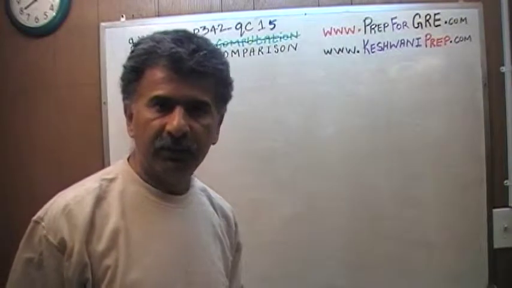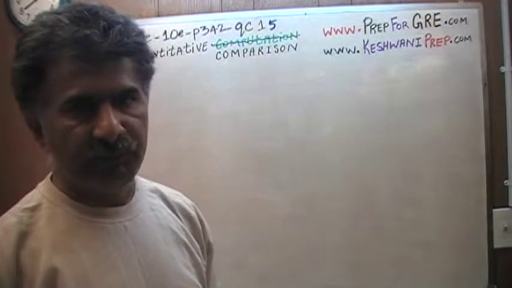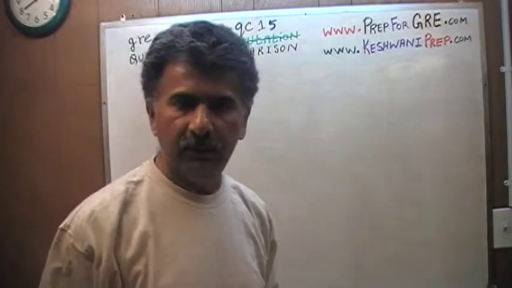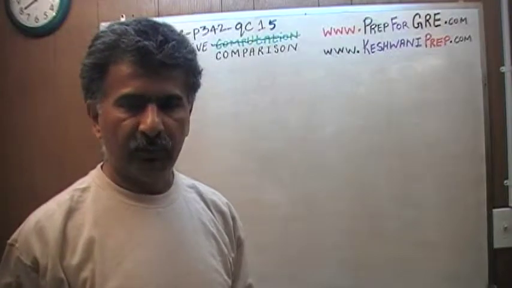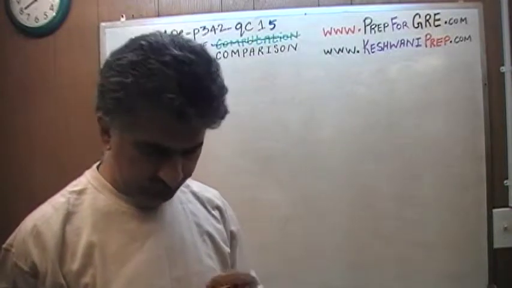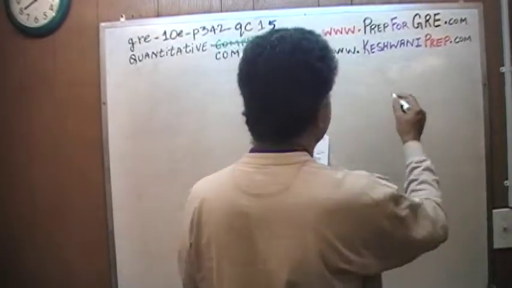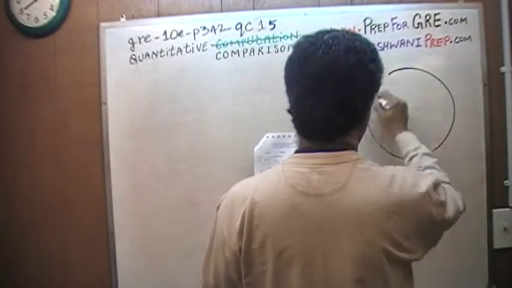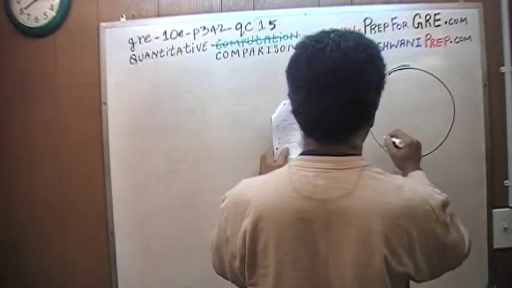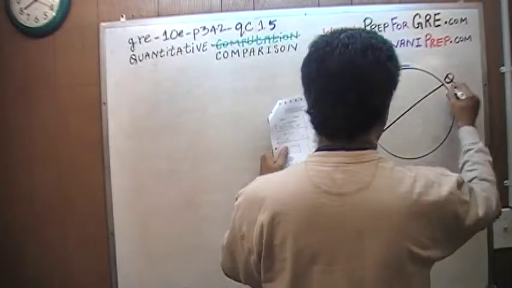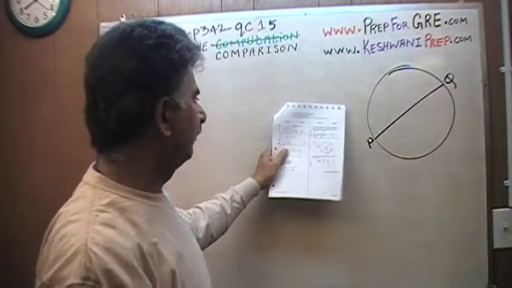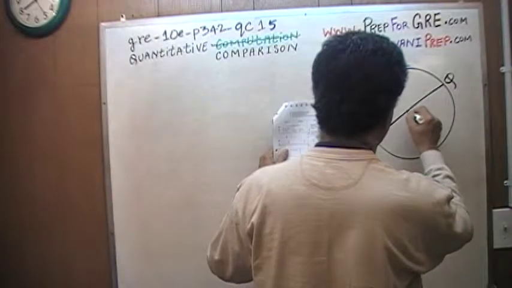Which means that by the time you get to number 15, the vast majority of people will have trouble with this question. As a matter of fact, 70% of the people who took this exam got this question wrong. Let's take a look at it. They give you a circle. Here is your diameter, P to Q. And how do I know that P to Q is a diameter? Because it goes through the center O right here.